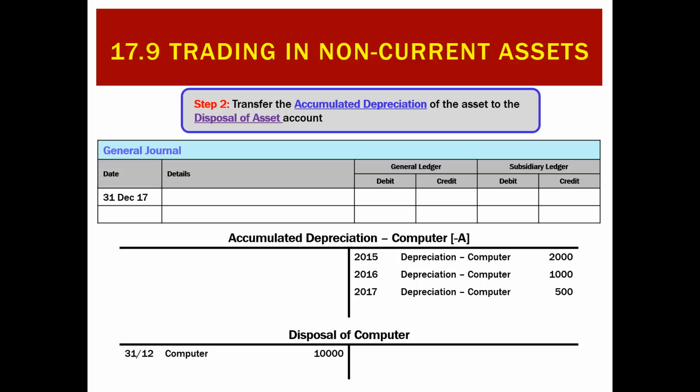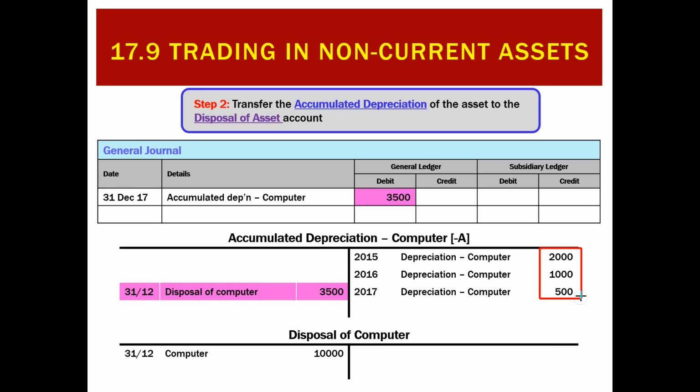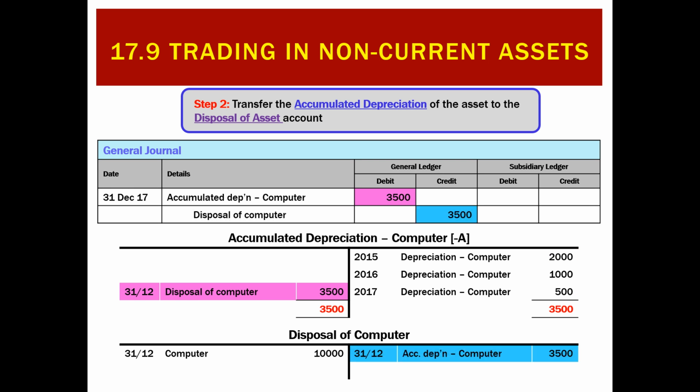Step two, transfer the accumulated depreciation. We have charged a total amount of depreciation of $3,500. We don't need to keep this ledger going. If we're going to dispose of that asset, we might as well get rid of the accumulated depreciation account as well. So we'll do a debit for $3,500 to accumulated depreciation, which we figured out by adding up these three numbers. And we sent that as a credit to disposal of computer. And we note that the accumulated depreciation account has now been reset back to zero.